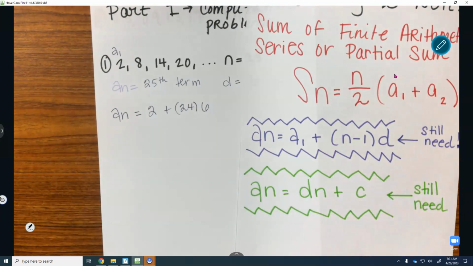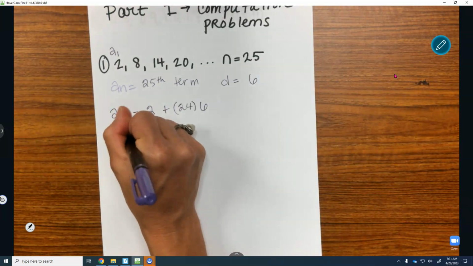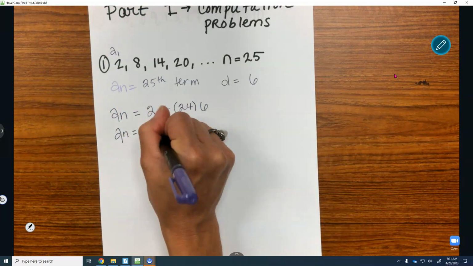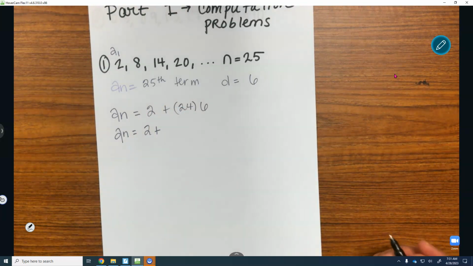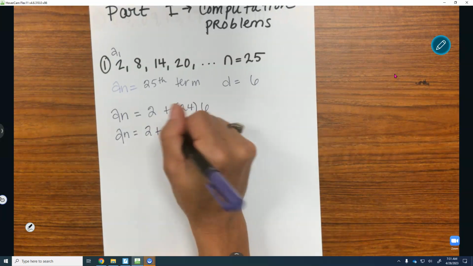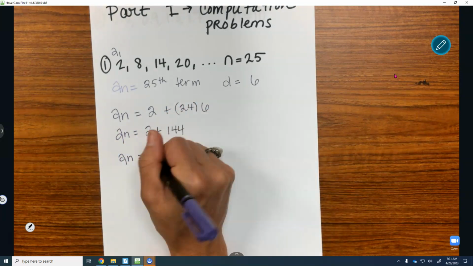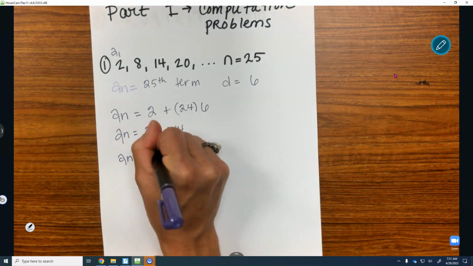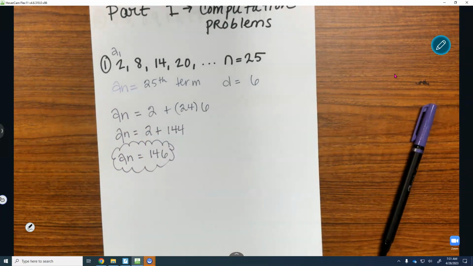So now I'm just going to do my order of operations and go ahead and find that amount. So A sub n is going to be 2 plus 24 times 6. Y'all, I don't have a calculator. Help me out. What's 24 times 6? 144. Thank you. So A sub n is 146. So I'm not boxing that in. That's a tool I need to find the partial sum.